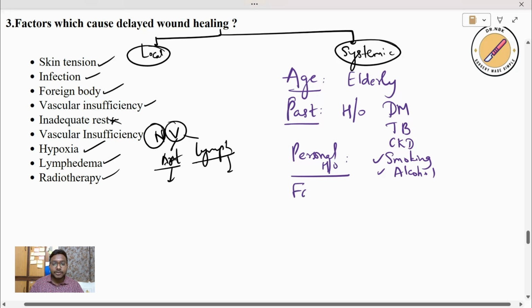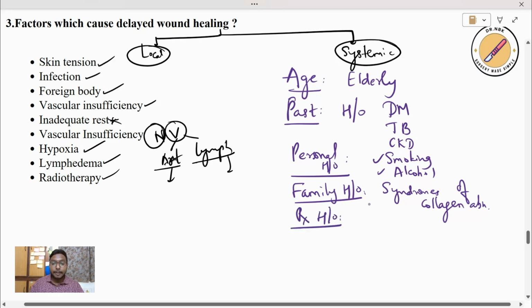And when it comes to family history, any history of collagen disorders, any syndromic associations, so any syndromes of collagen abnormality. Then after past history, family history, personal history, is your treatment history. In treatment history, any medications like steroids or chemotherapy drugs, which will suppress the immune system, will delay the wound healing.